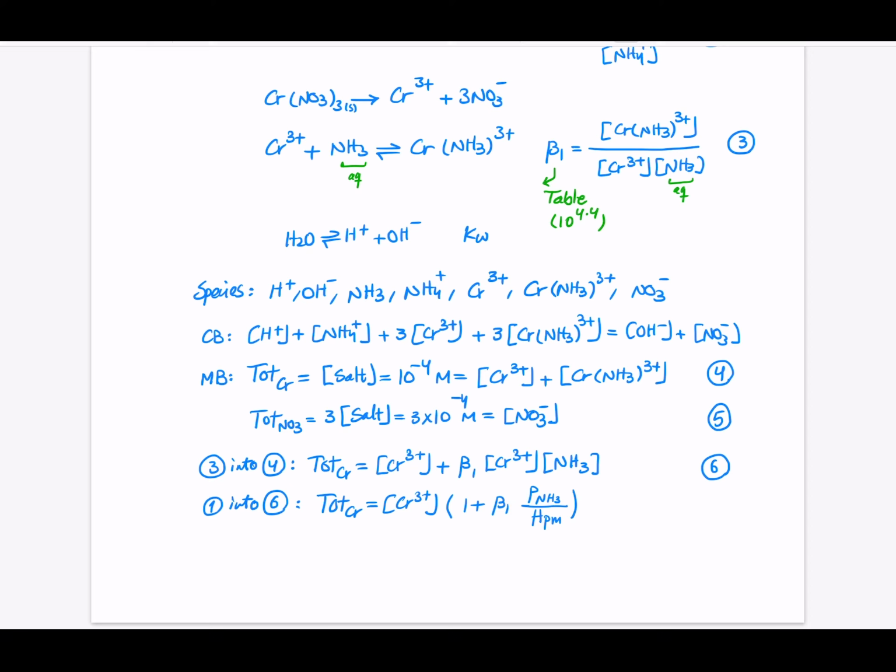Okay, so now we have the last relationship. It seems we have all the information to insert the actual numbers. So what we have is basically the concentration of chromium 3 plus is equal to the total 10 to the minus 4, 1 plus beta 10 to the power of 4.4 times the partial pressure in atmosphere 1, and then the Henry's constant, which would be 0.0171.